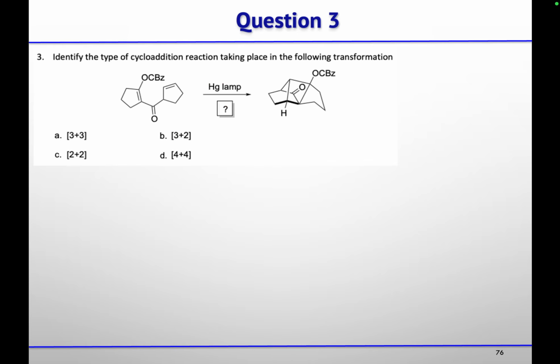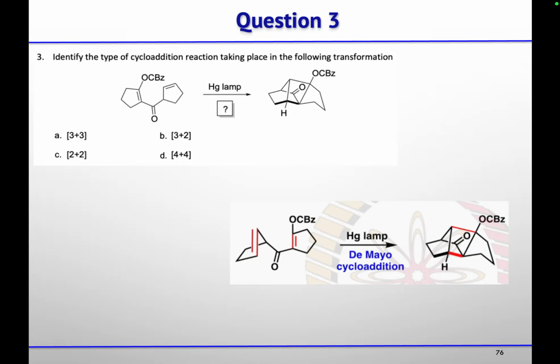Next question is: identify the type of cycloaddition reaction taking place in the following transformation. So you have an enone and an isolated double bond in the presence of mercury light. You are getting this cyclopropane ring. So what is the reaction that is taking place? So this is the example of cycloaddition reaction. First, a 2 plus 2 cycloaddition reaction will take place, and then after that this will open that ring to form the final product. So this is the example of 2 plus 2 cycloaddition reaction.